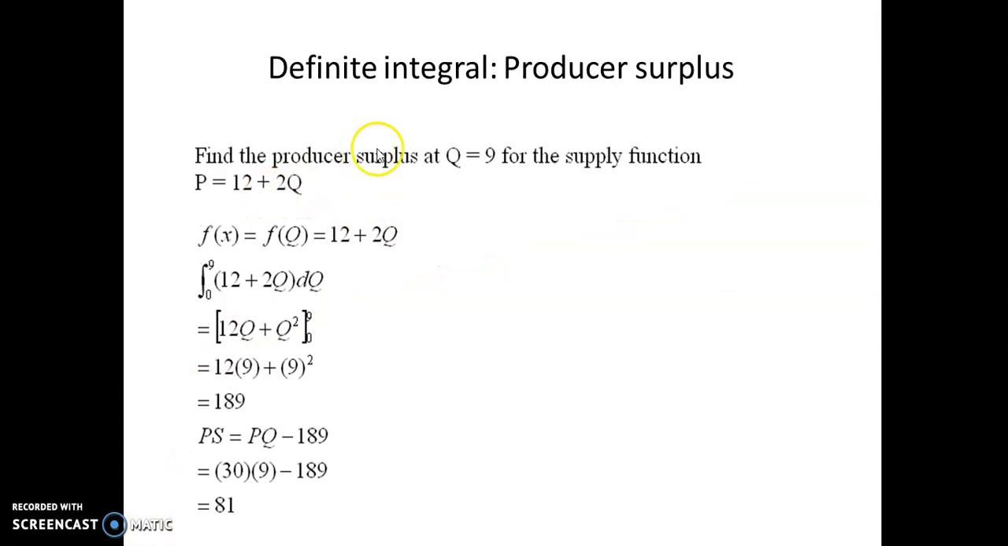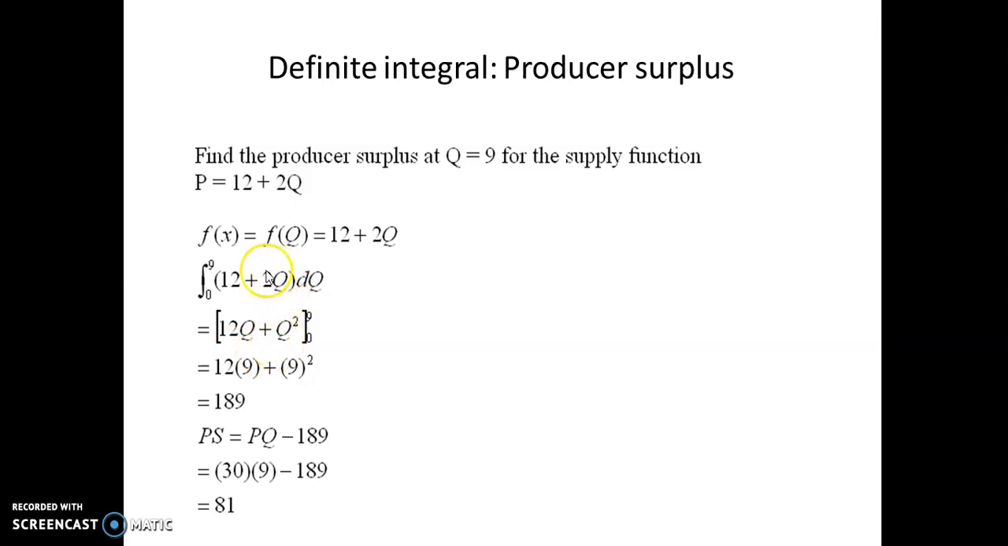So to find the producer surplus at a quantity equal to 9 for the supply function, P is equal to 12 plus 2Q. So you can see that the vertical intercept was 12. Then you want to use your definite integral of the supply function with respect to Q between the limits of Q equal to 0 and Q equal to 9. So there's your lower limit and there's your upper limit, 9.